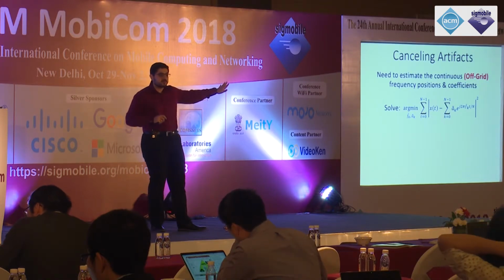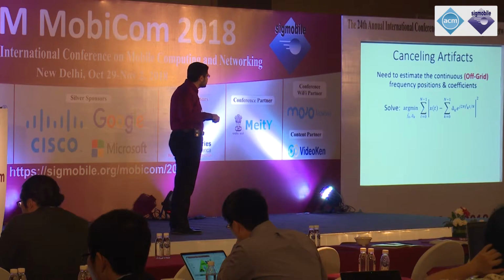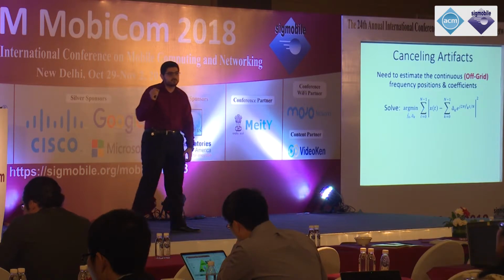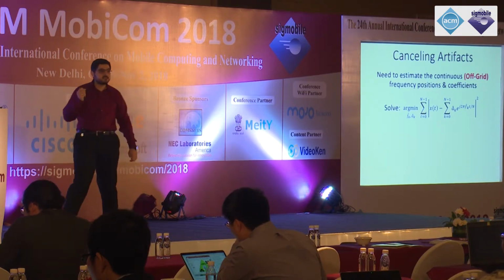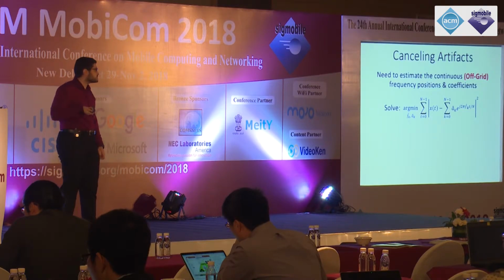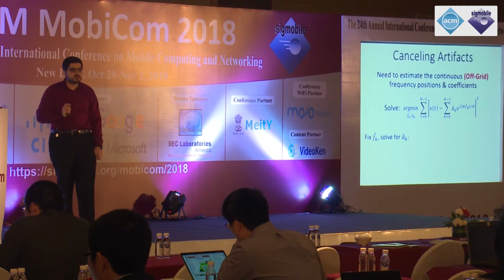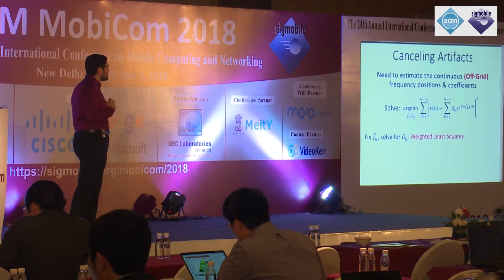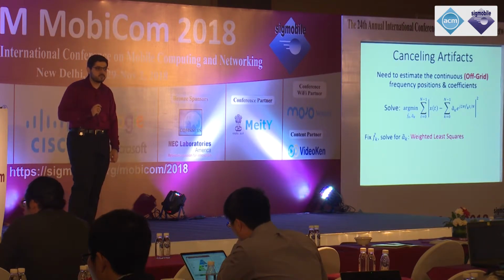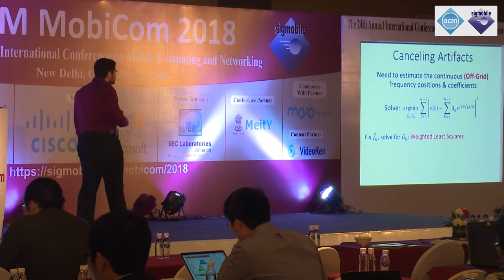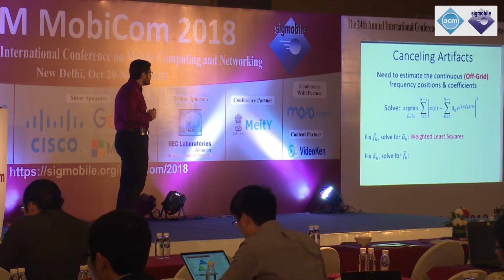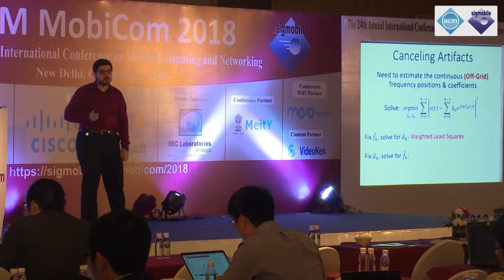The way we do it is by solving this optimization function. Don't worry too much about the math. Just think of this Fk as the frequency position, and Ak as the coefficient. You would fix the positions and solve for the coefficients, and this is just a weighted least squares problem. It's very easy to solve. Next, you will iterate back and forth: you fix the coefficients and solve for the positions.